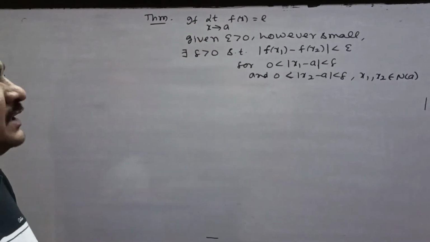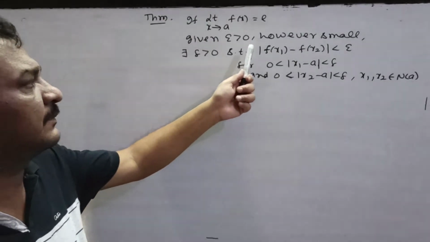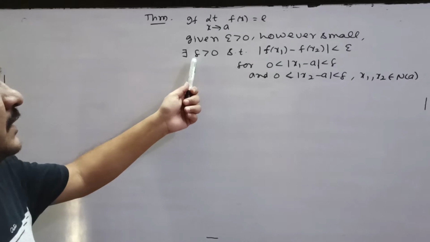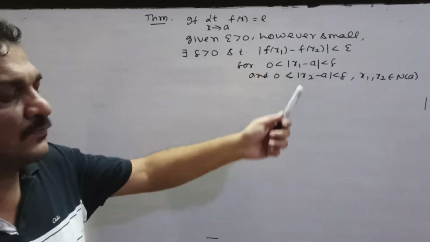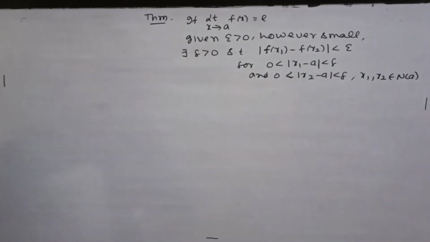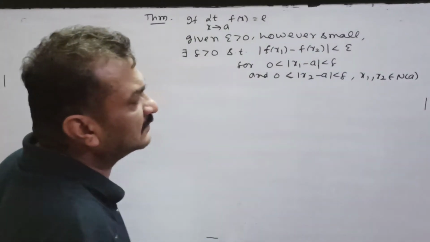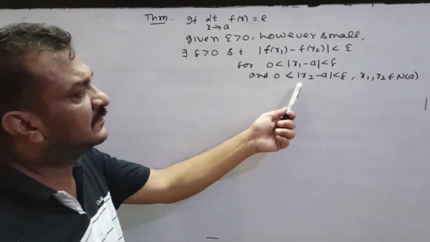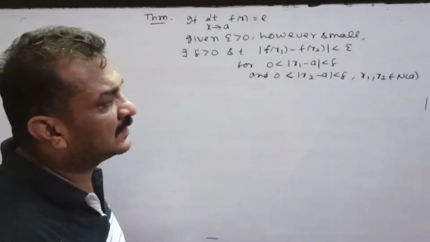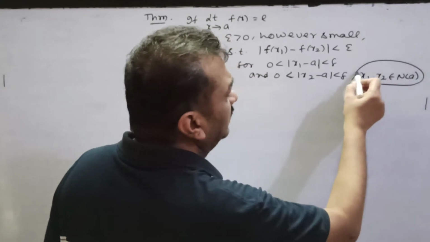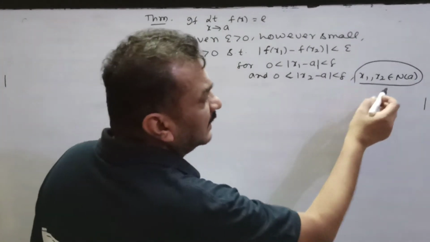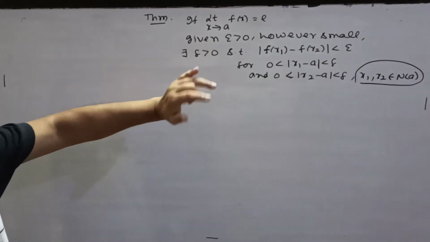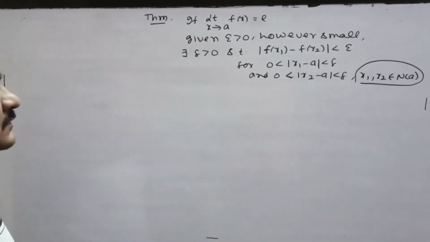Limit x tends to a of f(x) equals L. Given epsilon greater than 0, however small, there is a delta, a positive real number, such that |f(x1) - f(x2)| < epsilon for 0 < |x1 - a| < delta and 0 < |x2 - a| < delta. Here x1 and x2 lie in the neighborhood of a. This is a very important point: as x tends to a, x1 and x2 lie in the neighborhood of a.